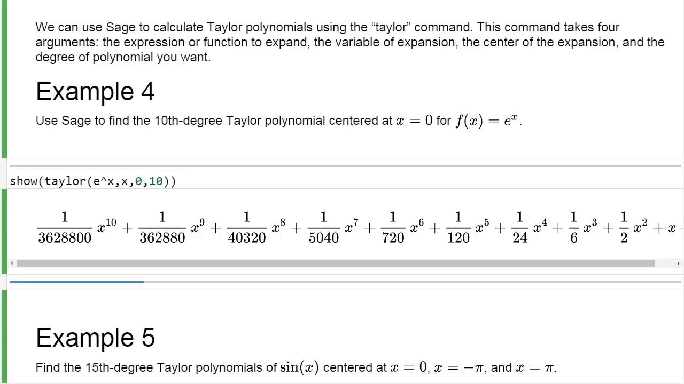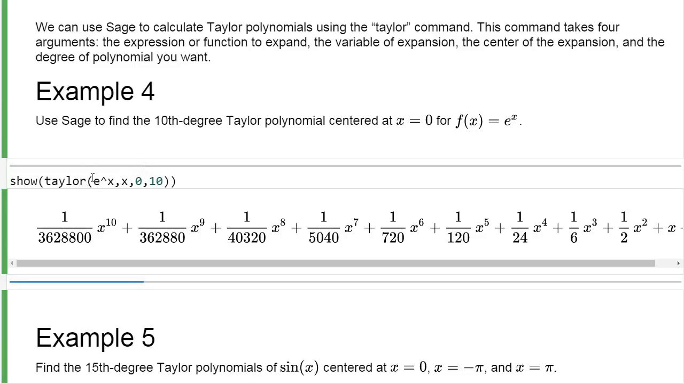Okay, we can use Sage to calculate Taylor polynomials. It has a built-in command called Taylor. You need to feed that Taylor command four things: the function or expression that you want to expand, the variable of expansion, the center of the expansion, and then the degree of the Taylor polynomial you want. So, for example, the 10th degree Taylor polynomial centered at x equals 0 for this function e to the x would look like this.